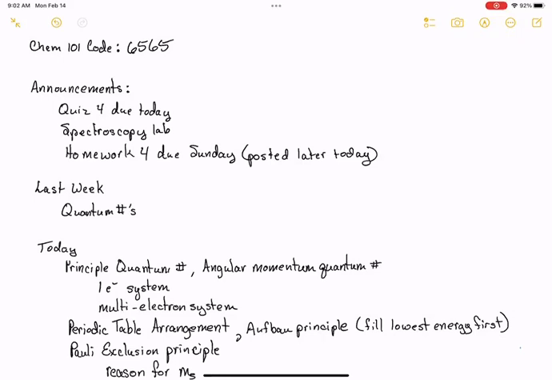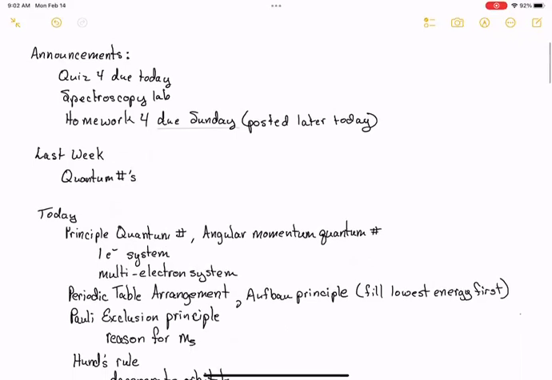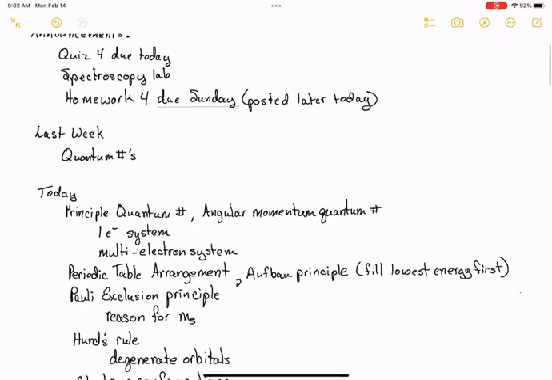Now, again, we're going to be building on those quantum numbers today, and we're going to start looking at how they are actually all embedded into the periodic table. And once we get through with the majority of the information today, the rest of the week is going to be spent developing electron configurations and applying quantum numbers to those electron configurations. So today we're going to be dealing with the principal quantum number and the angular momentum quantum number.